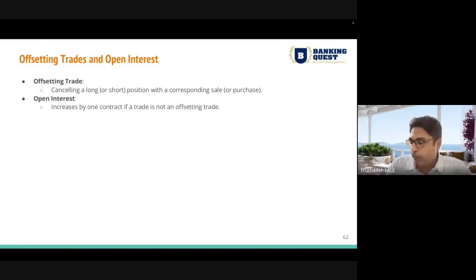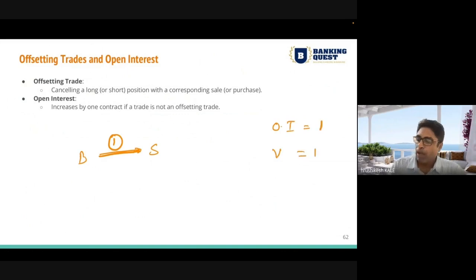So basically, when you are in a contract, you have a buyer and a seller. So when you have one buyer and one seller, that is one contract. We call it open interest one, volume also one. Now, when there is a new buyer and new seller and a new contract comes into the picture, your open interest goes to 2 and your volume also goes to 2.